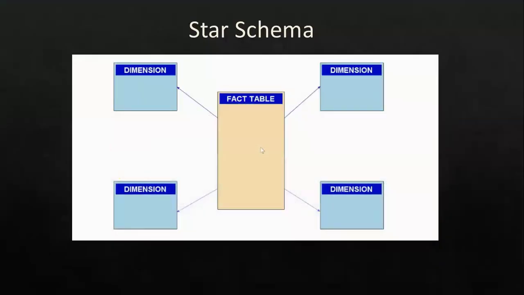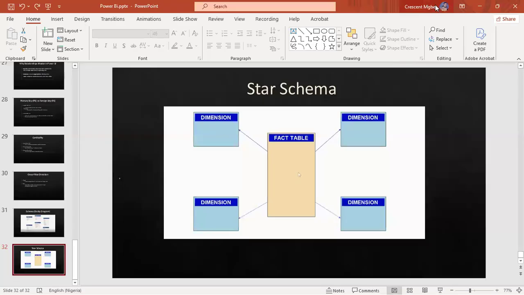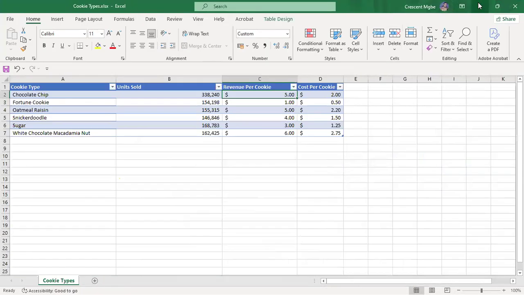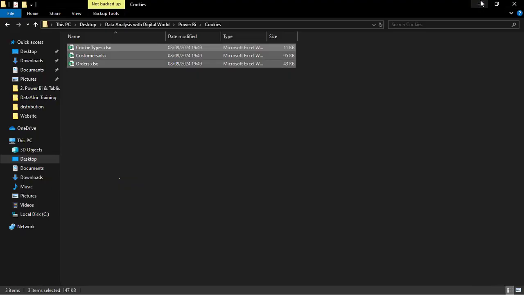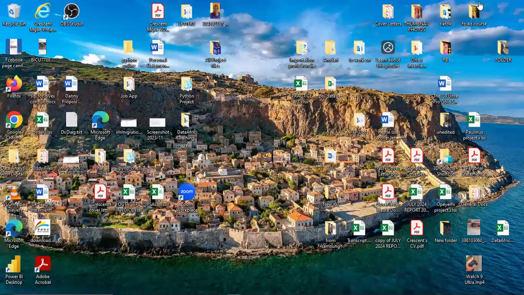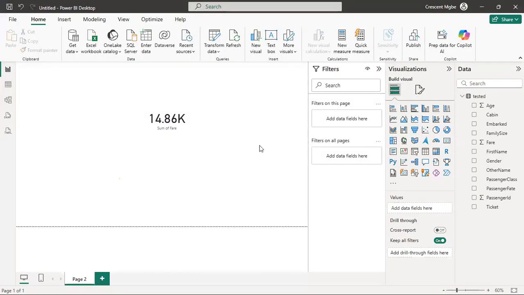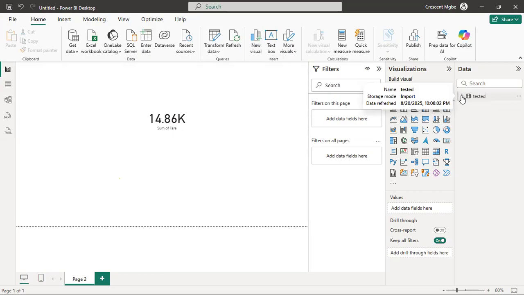Okay, now let me remove this one. Let me also remove this one. Then, okay, I just removed the Power BI that I'm looking for. This is Power BI. These are the data from yesterday. So you can see all this is in just one table, right?